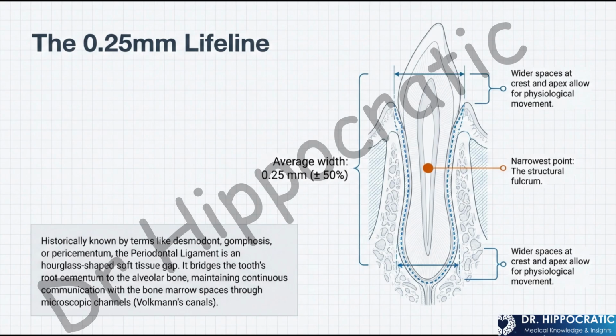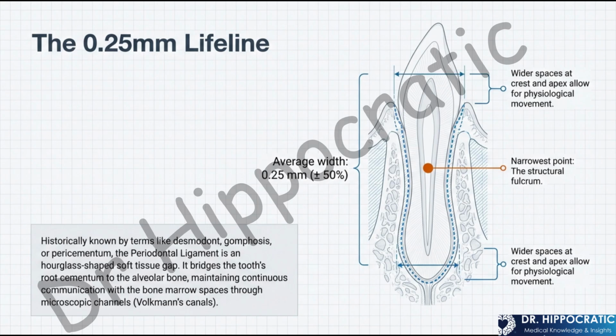Precisely. Because it has that tight pivot point in the middle and wider spaces at the upper and lower ends, the tooth actually has room for physiological movement. It isn't locked in place. Oh, so it can tip and tilt. Exactly. It can absorb angled impacts without tearing right out of the socket.